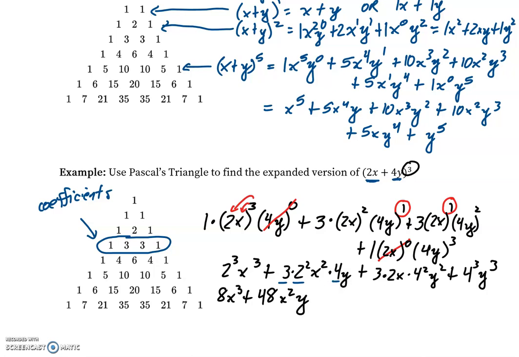And then we do the same thing for the next term. We say, well, I have 3, I have 2, I have 4 squared. So 3 times 2 times 16. So 6 times 16 is 96. And then we have an x, and we have y squared. And then our very last term just has 4 cubed, which is 64y cubed. So this would be the final version, right?